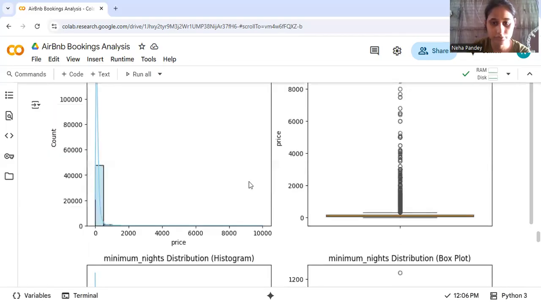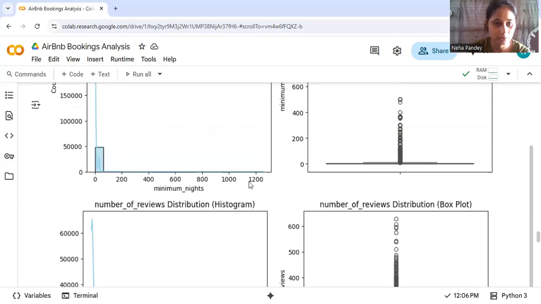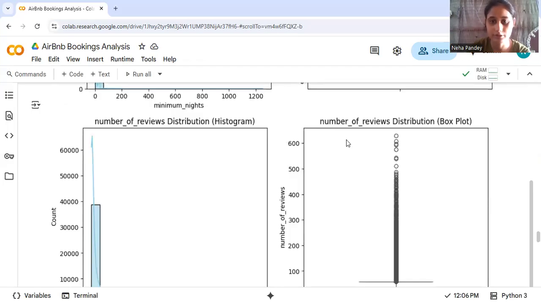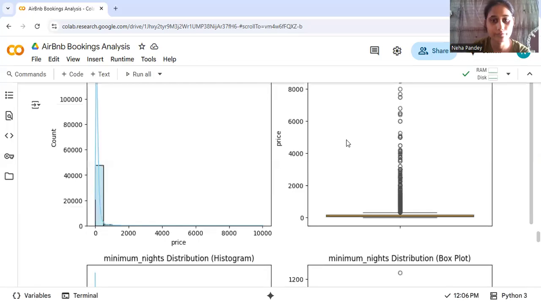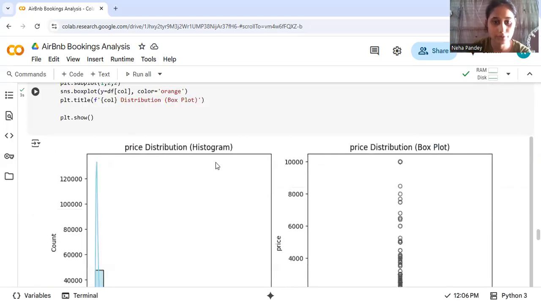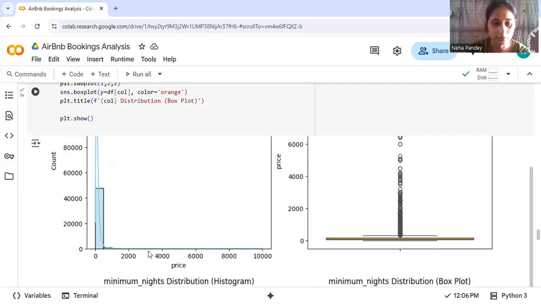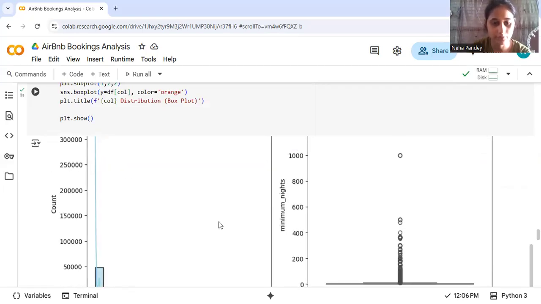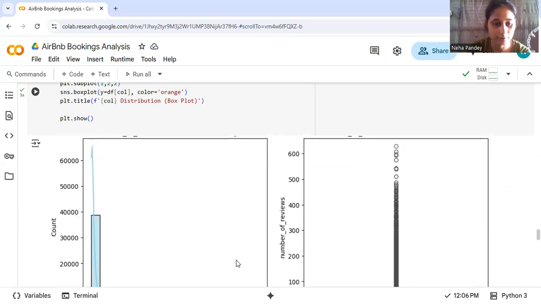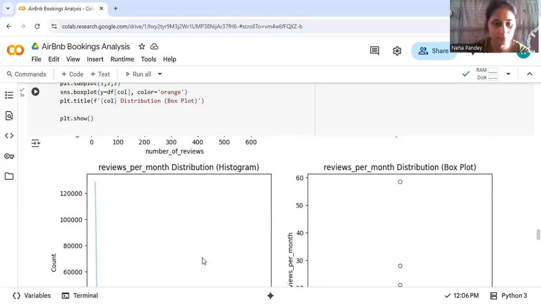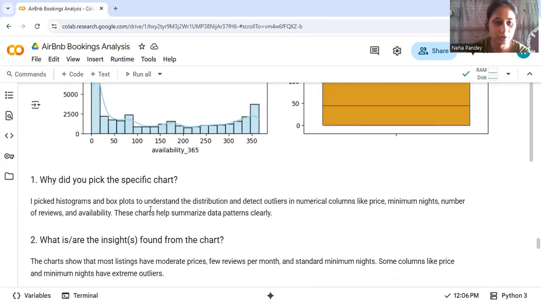These are histogram charts: number of review distribution, price distribution, then minimum night distribution, and then number of review distribution. I picked histograms and box plots to understand the distribution and detect outliers in numerical columns like price, minimum nights, number of reviews, and availability. These charts help summarize data patterns clearly.